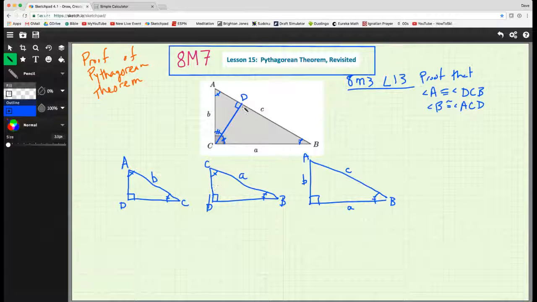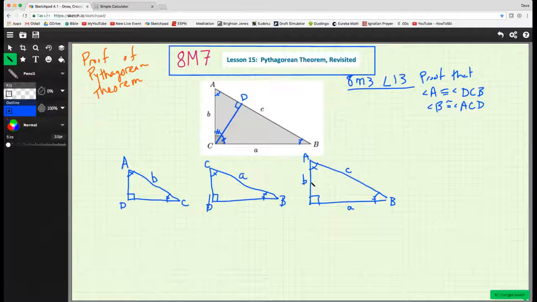And then this triangle is this triangle right here, but I've twisted it and then reflected it. And then this triangle is this triangle here, where I've twisted it and I've rotated it and then reflected it. Okay, so you can see now that these are all similar triangles.